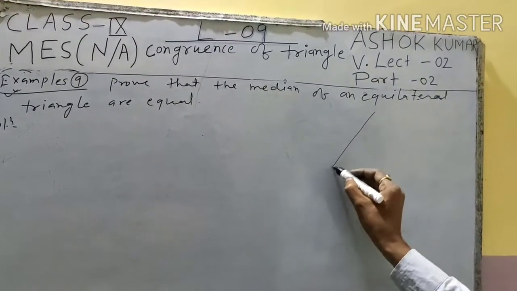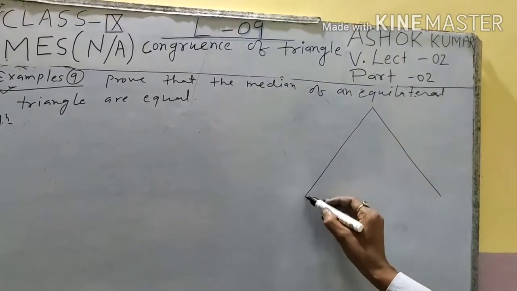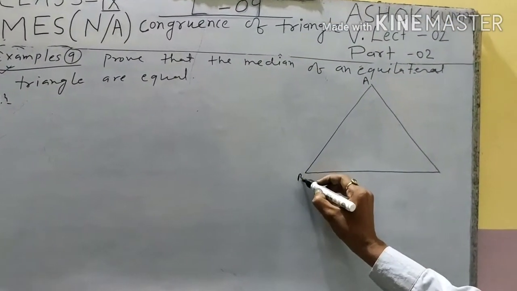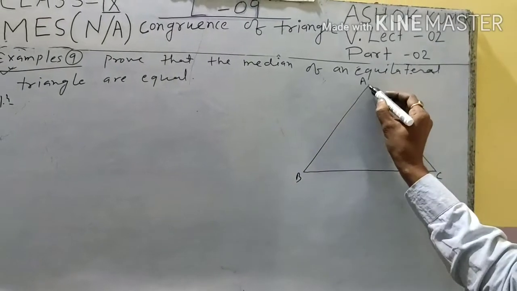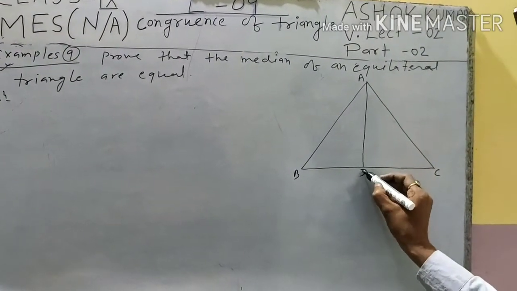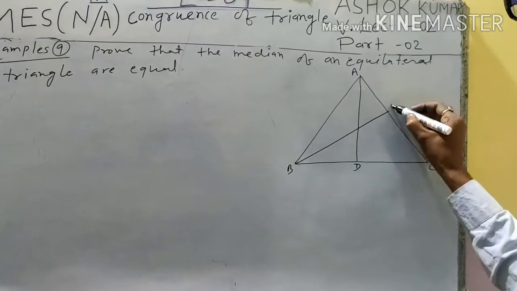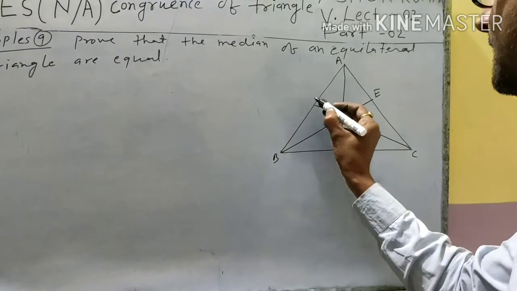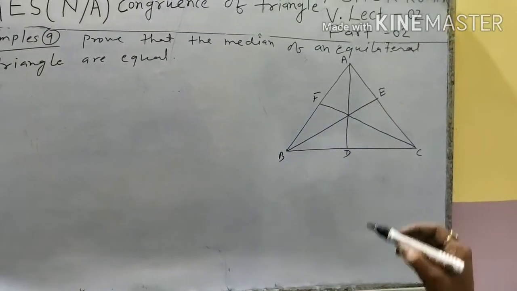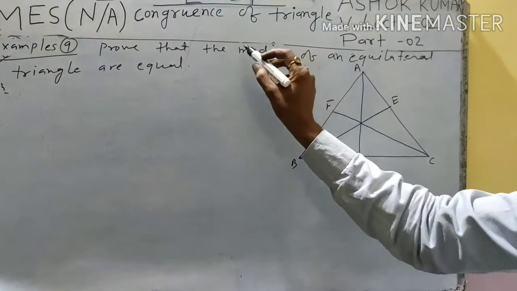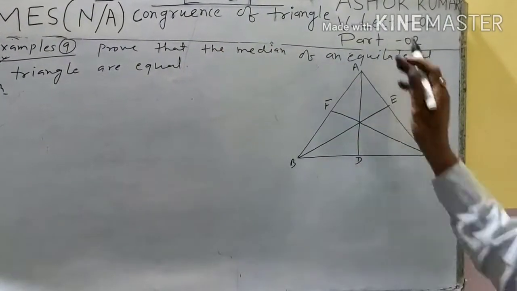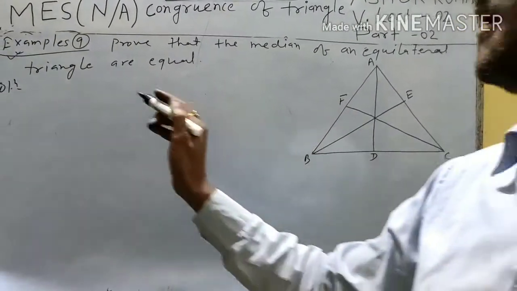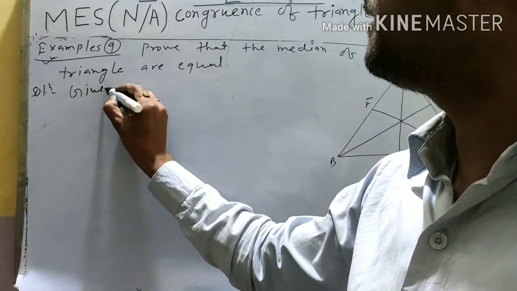Okay student, what is the concept of median? A median divides the corresponding side into two equal parts. ABC is the triangle in which AD is the median. Here BE is also a median and CF is also a median. Prove that the medians of an equilateral triangle are equal. That means AD is equal to BE is equal to CF. You have to prove this.